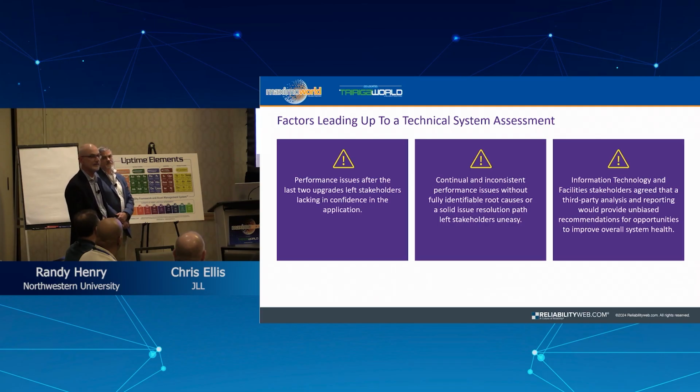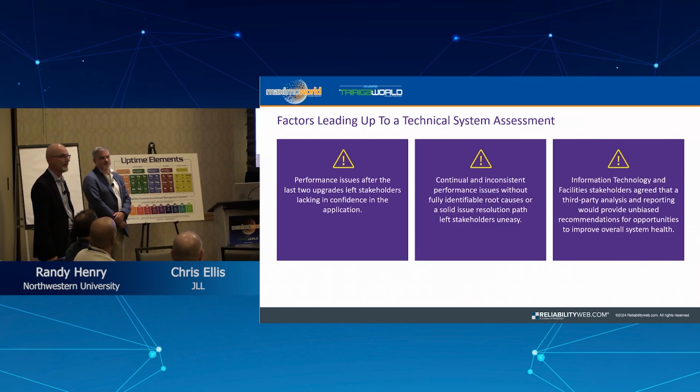The university, because of security issues and other things, is basically doing run projects on all of our applications. So we're constantly upgrading. But we do the same thing with TRIRIGA, or try to. Anyway, with the inconsistencies and continual performance issues, we weren't able to nail down any root causes, and we were still having problems with getting a resolution path. How do we address these things in a more appropriate way?